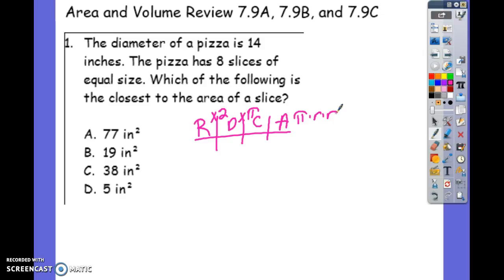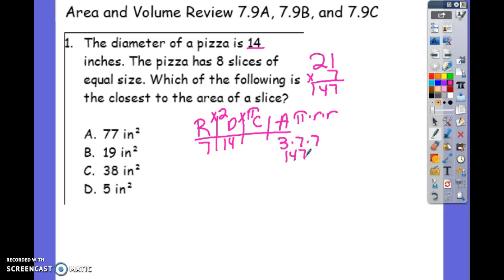So the problem tells me that my diameter is 14. So if my diameter is 14, then I know I'm going to need to divide by 2 to get my radius. My radius is 7. So my area is going to be 3 times 7 times 7. So I can do 3 times 7 is 21. 21 times 7 is going to give me 147. So that's going to be the area of the pizza.